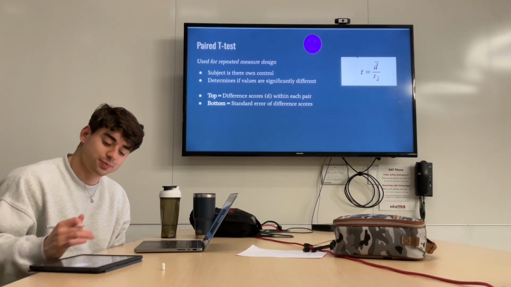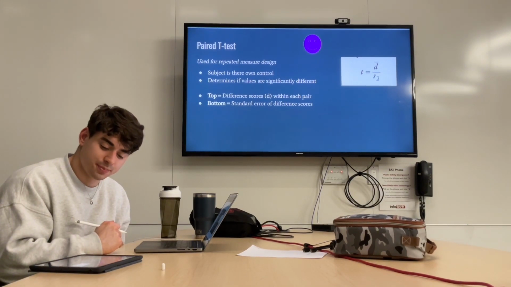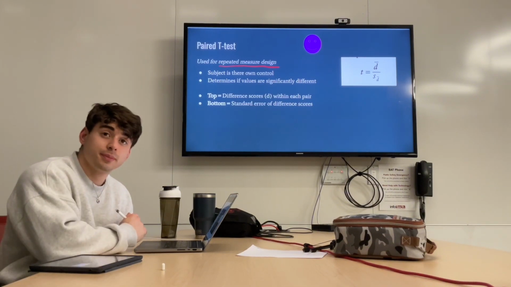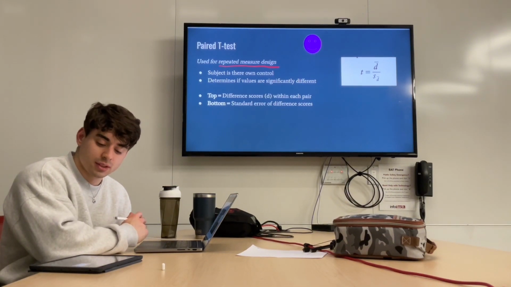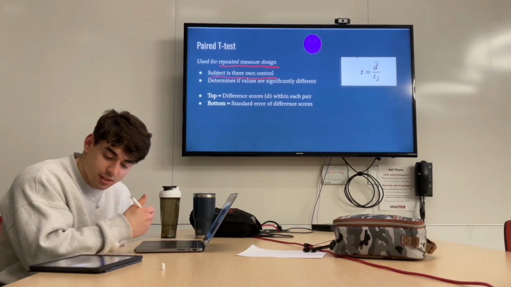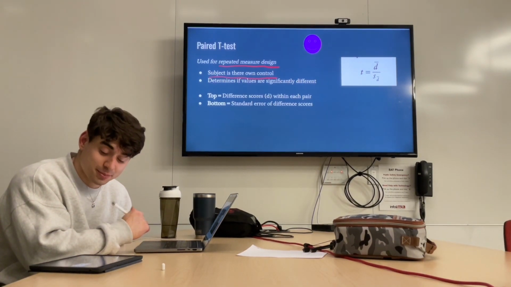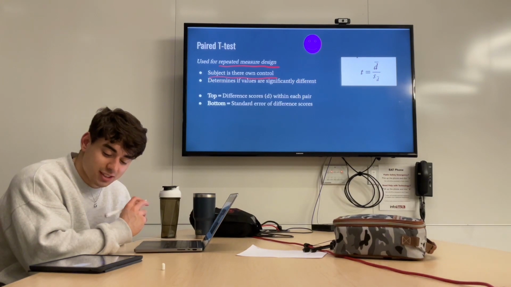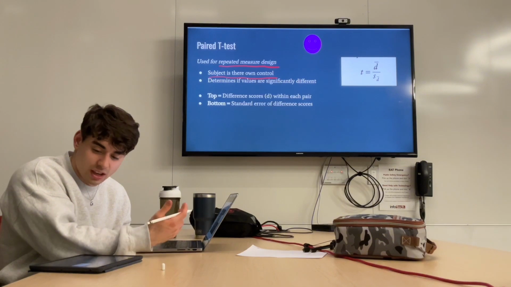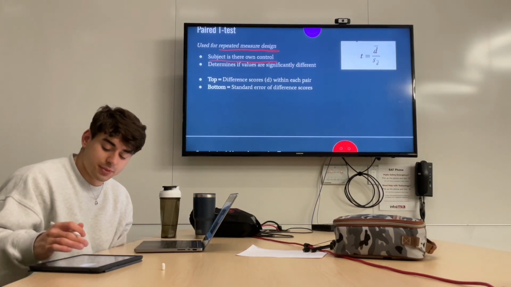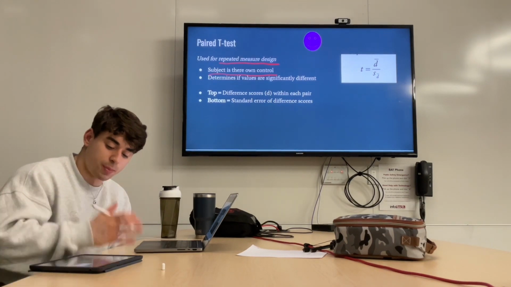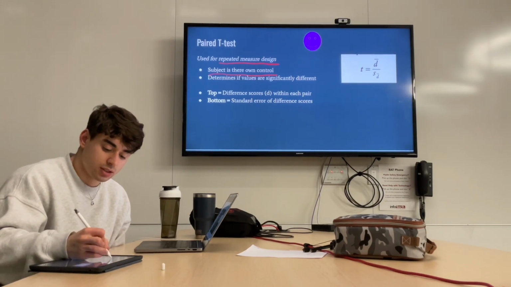All right, the paired t-test. This one's used for repeated measure design, where the subject is its own control. It determines if the values are significantly different. Once again, it's just a ratio, but just note that repeated measure design uses a paired t-test.